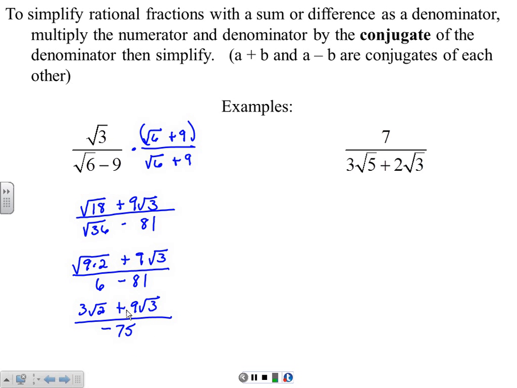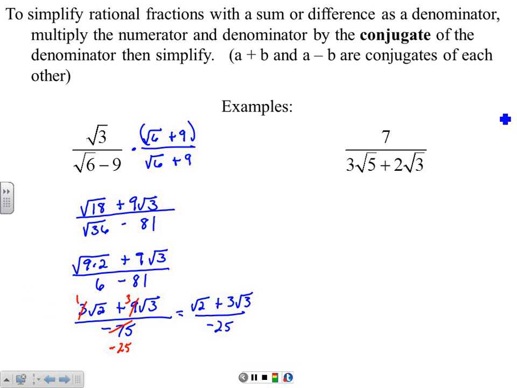And a 3 will go into all 3 of these. So we're going to reduce this by 3. So 3 will go into itself 1 time, 3 will go into 9 3 times, and 3 will go into negative 75 negative 25 times. So your final answer is going to be the square root of 2 plus 3 square roots of 3 over negative 25.